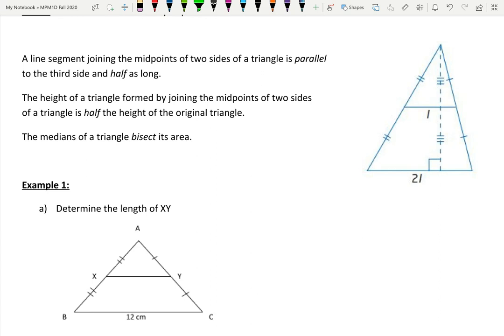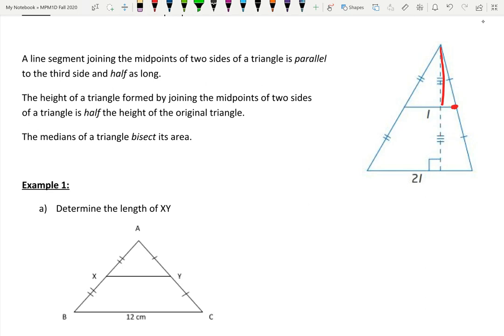The height of a triangle formed by joining the midpoints of two sides of a triangle is half the height of the original. This line segment L is created by the midpoints of the two sides of the triangle. This line now bisects the height of the triangle. So this height is the same length as this height.